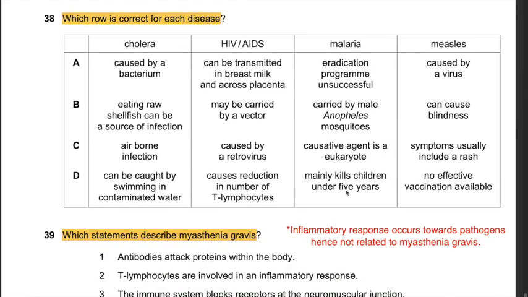Question 38. Which row is correct for each disease? The columns are cholera, HIV/AIDS, malaria as well as measles. If we go to the answers A, B, C and D, A, caused by bacterium, yes, that is true for cholera and the bacterium is called Vibrio cholerae. HIV/AIDS can be transmitted in breast milk and across the placenta, yes, that is also true. Malaria eradication program is unsuccessful, yes, that is also correct. Measles caused by a virus, that is also correct, and that virus is called morbillivirus. Hence the answer is A.